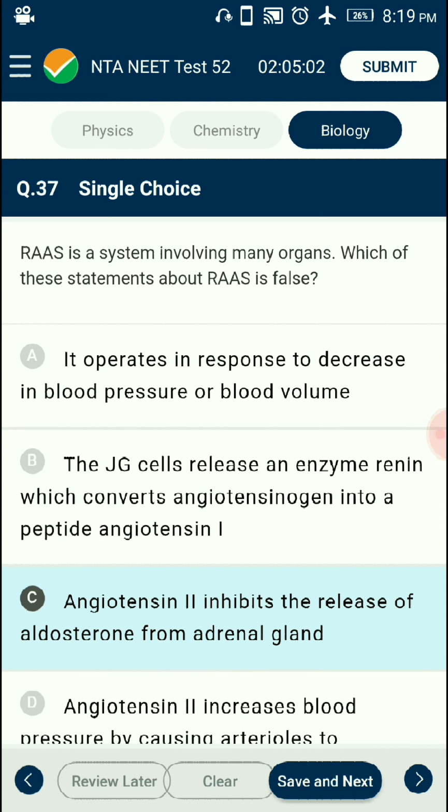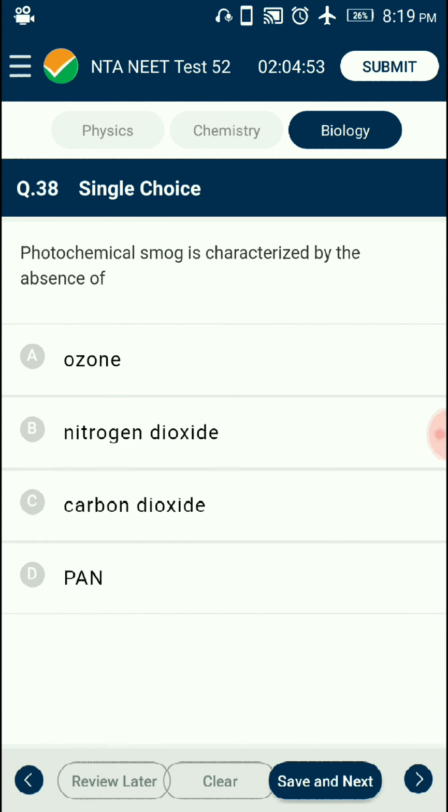Angiotensin 2 inhibits the release of aldosterone from the adrenal gland. So that is the false statement about RAAS. Question number 38.